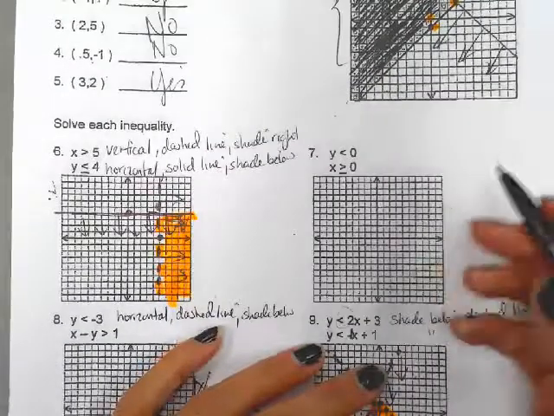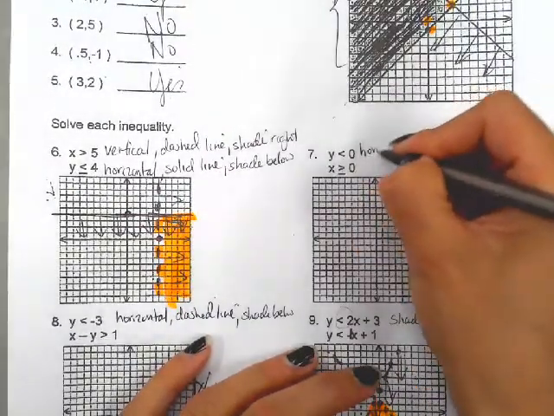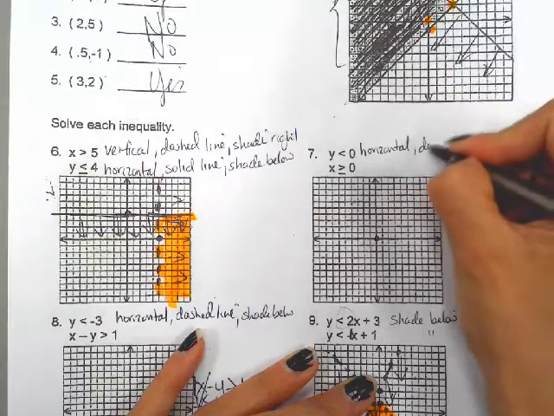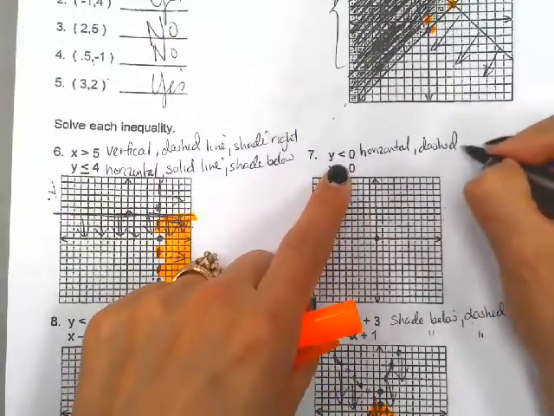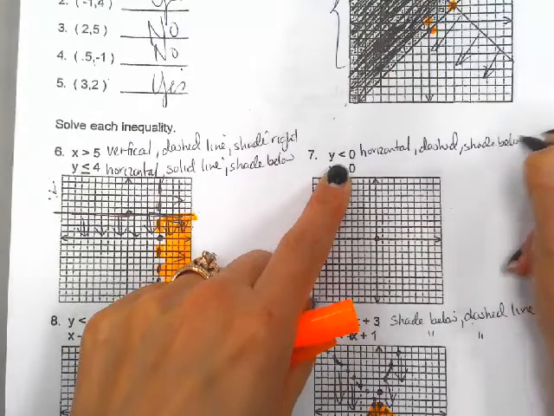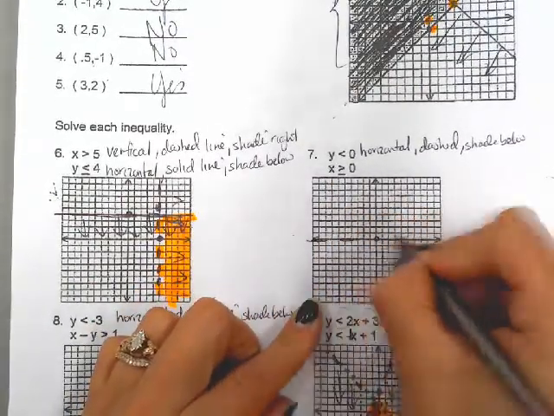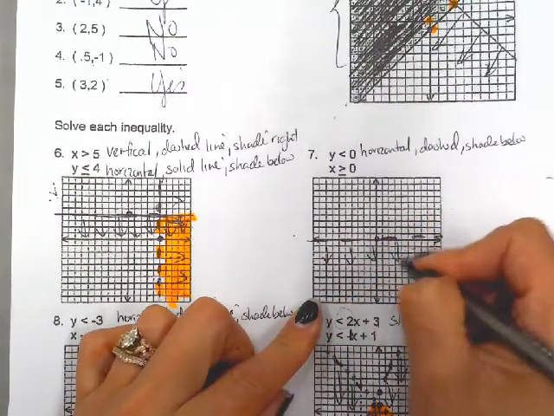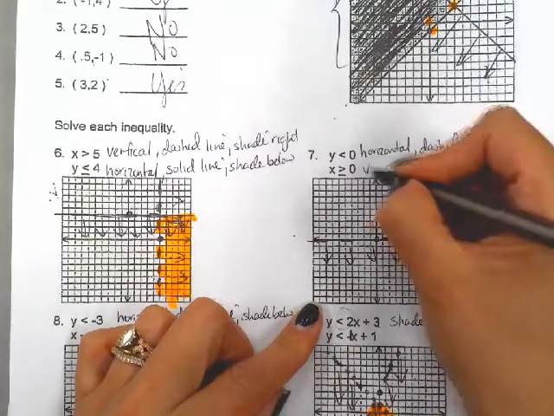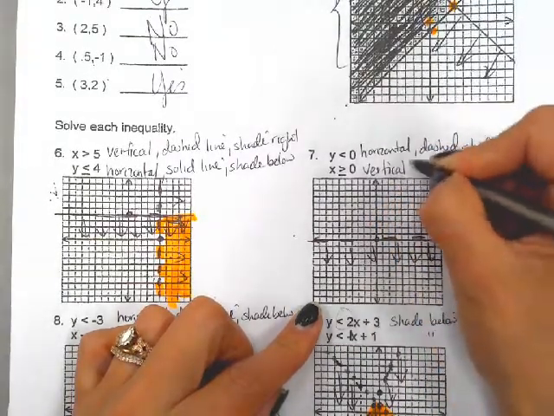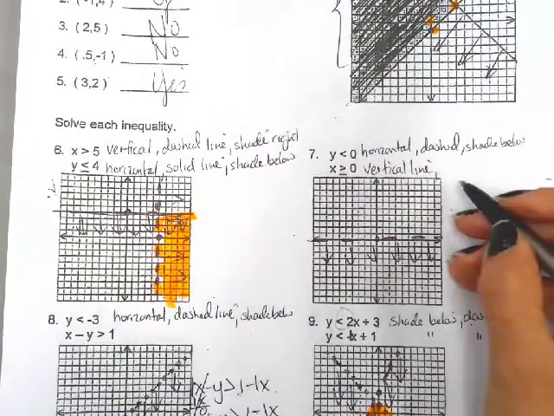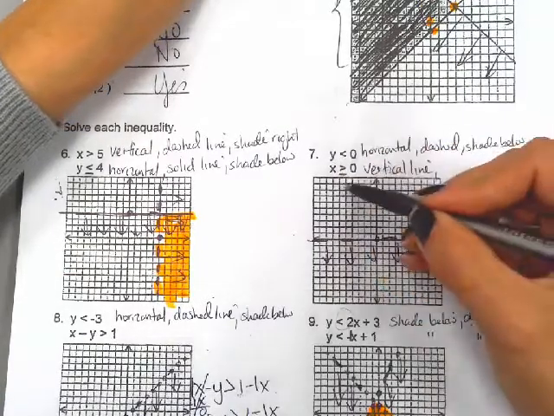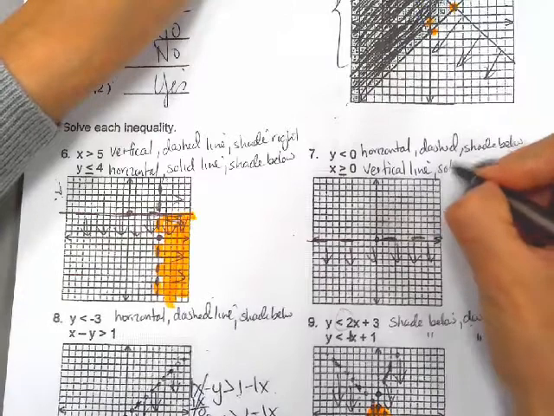Last example, we have another horizontal line crossing the y at 0, which is here, and it's going to be dashed because it is the less than sign, and we're going to shade below. So a dashed horizontal line, I'm going to make the dashes thick and put arrows pointing down. Now x greater than 0 is going to be a vertical line, and then we're going to make a solid line because it has the equal to. No matter if it's greater than or less than, as long as it has the equal to, it's always going to be a solid line.